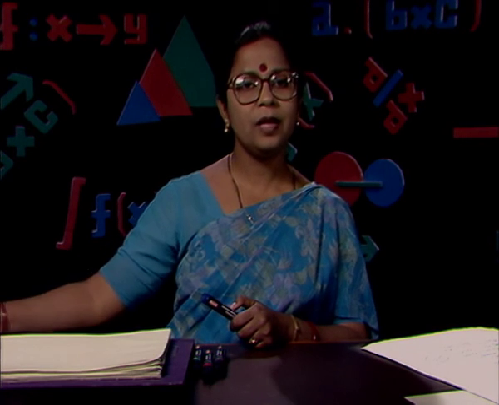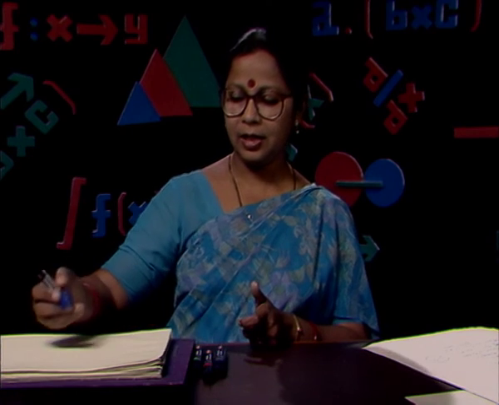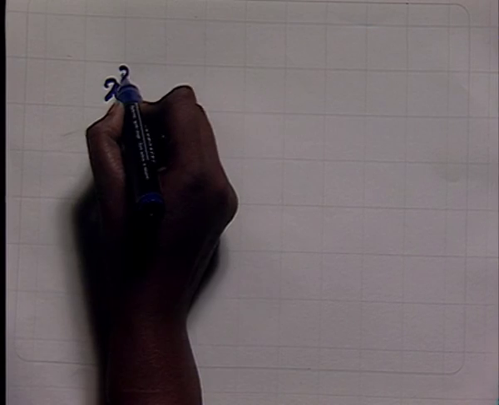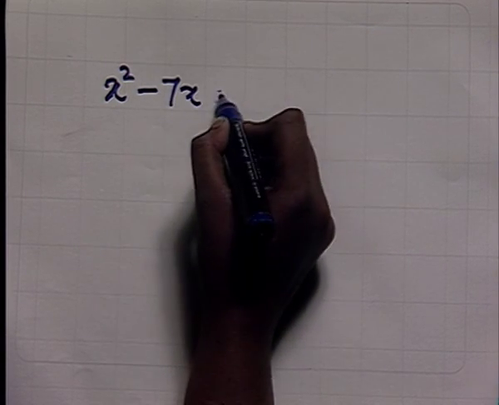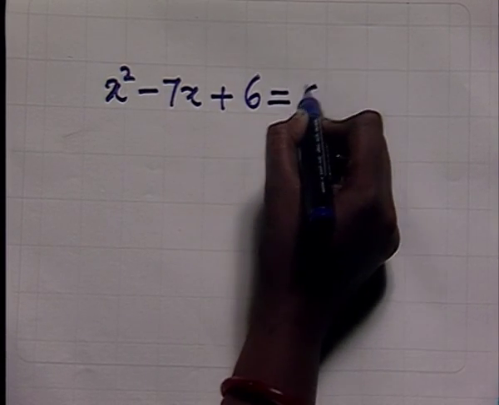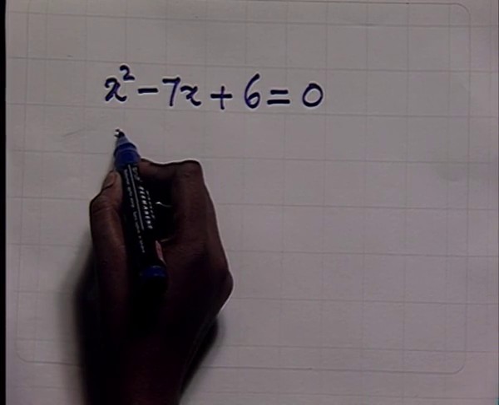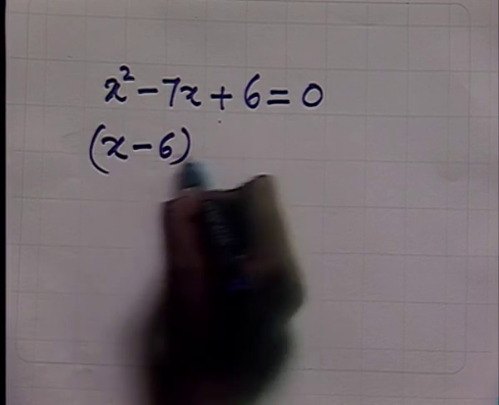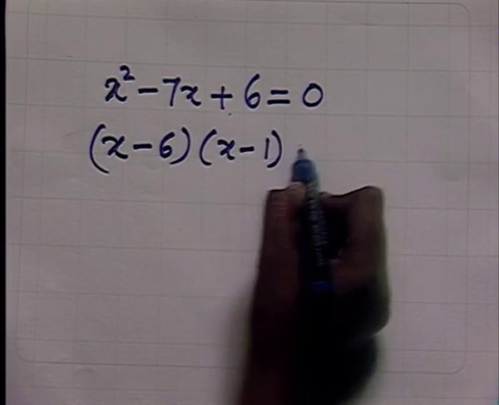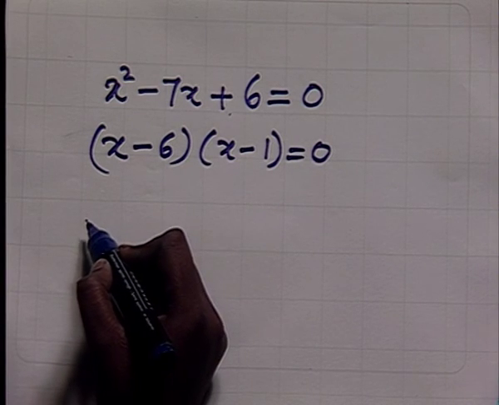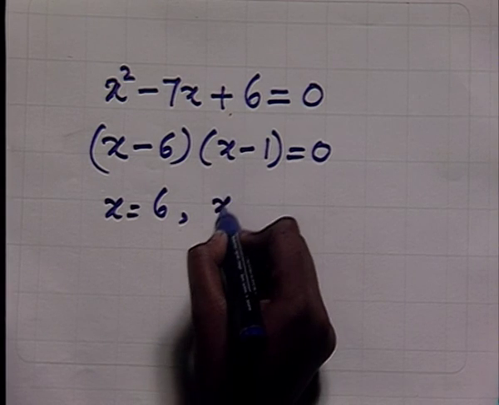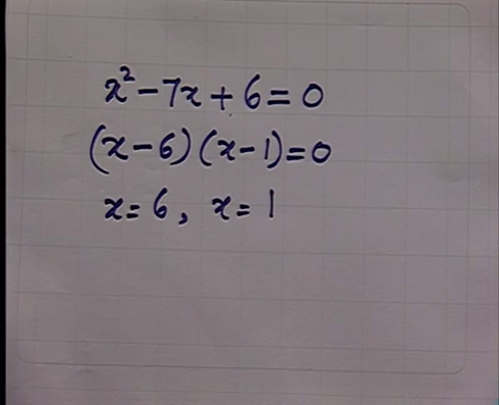Now, given an equation, we know how to find out its roots. For example, in order to find out the roots of the equation x² − 7x + 6 = 0, first of all we will factorize it, and the factors of this equation will be (x − 6)(x − 1) = 0, which gives us the roots of this equation as x = 6 and x = 1.